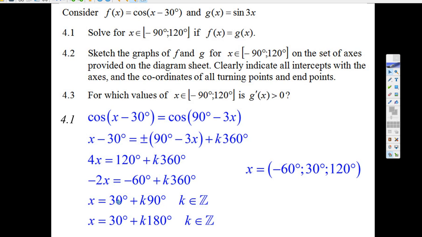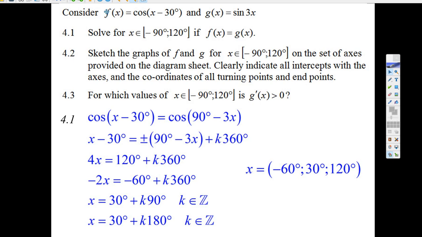Now the thing is, if we've done this right, these two graphs, when we graph them, should be one answer where they cross each other at 30 degrees. At 120, they should cross each other. At minus 60, they should cross each other because that's minus 90. And maybe, well, we'll see, because they just want us to graph between minus 90 and 120. So we're going to sketch the graphs now.